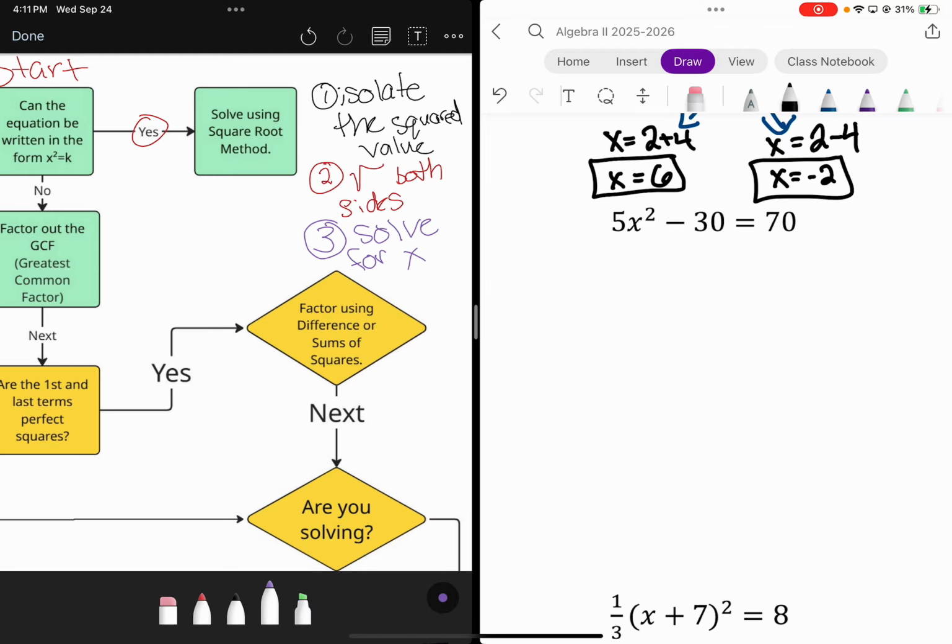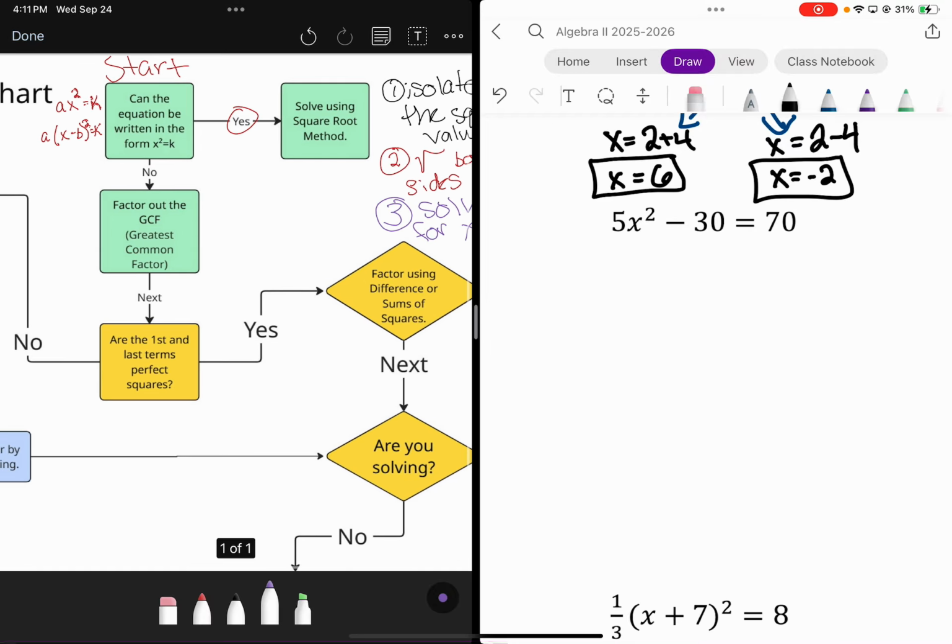We have 5x squared minus 30 equals 70. So if we go to our flow chart, the first box where we're going to start, can the equation be written as an x squared equals a constant? This one, it can. There are no other x terms other than that x squared. So we're going to start by isolating that x squared value. So we'll add 30 to both sides. That will give us 5x squared equals 100.